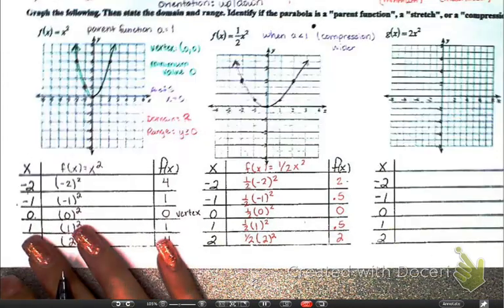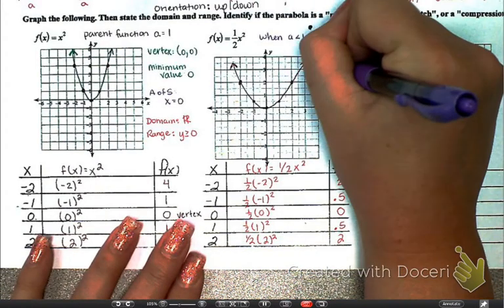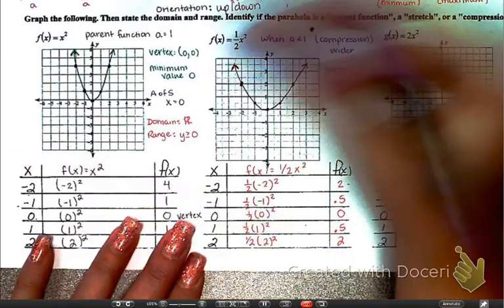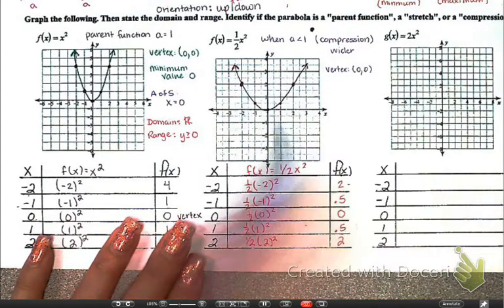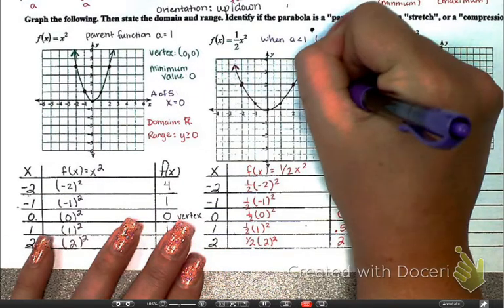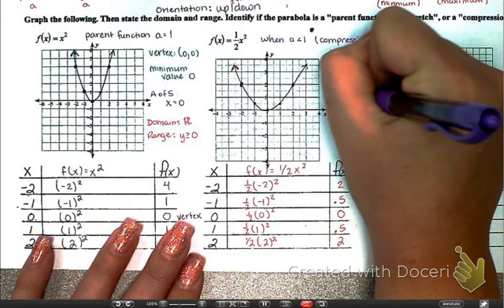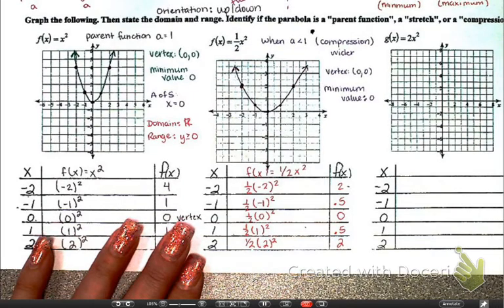So let's see if we can identify all of those features. What is the vertex? 0, 0. Right? It's where it changes direction. Do I have a maximum or a minimum value? A minimum. And what is my minimum value? 0. Okay, it's the y value of your vertex.